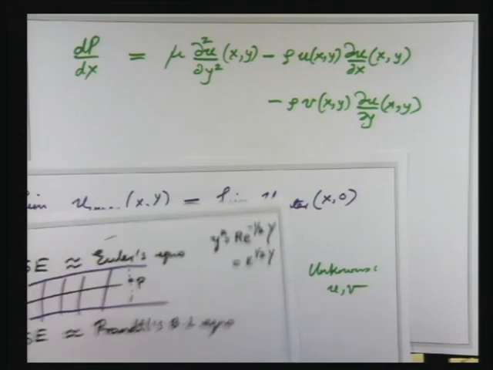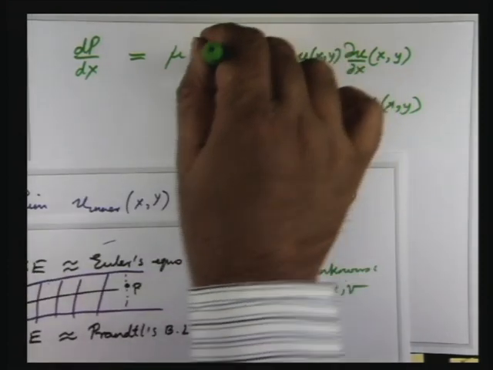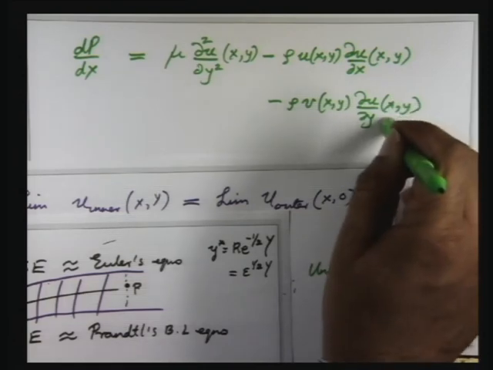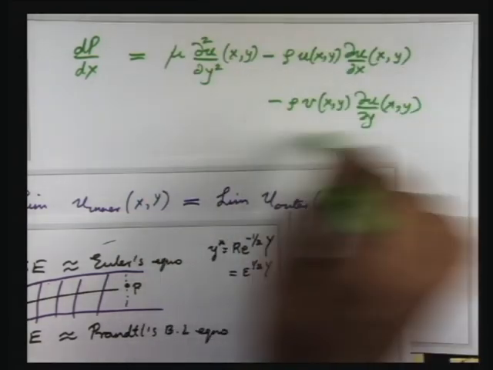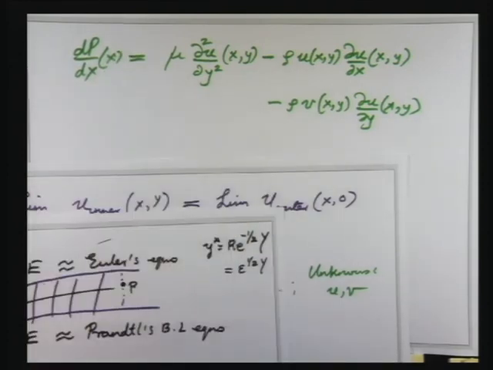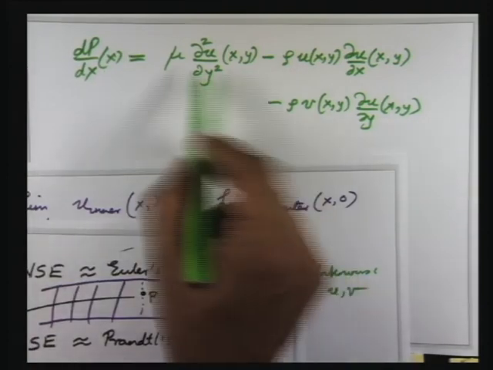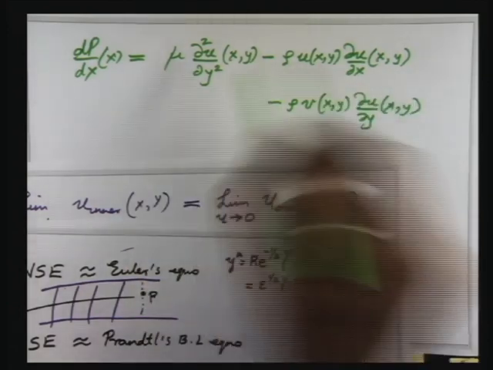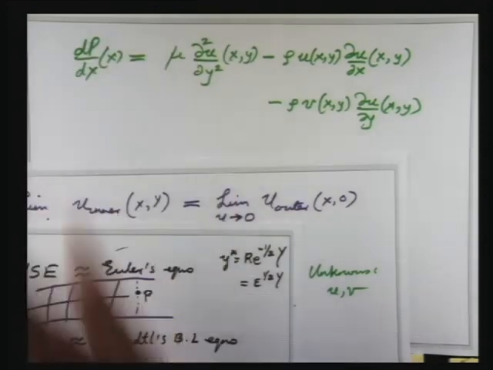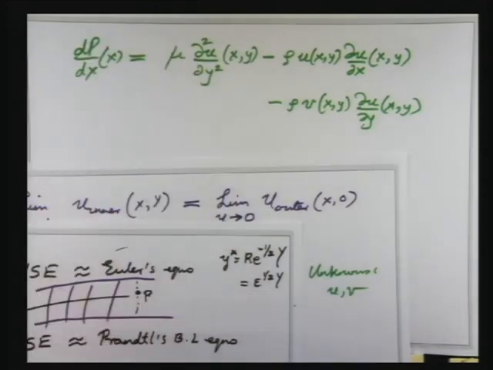Now you see that the viscous term can depend on x and y, this term can depend on x and y, this term can depend on x and y. But if you look at the combination here, that will depend only on x. Now I can evaluate the right hand side at any y, and if I subtract these two terms from this one, it will become independent of y. That is what this equation is telling us.